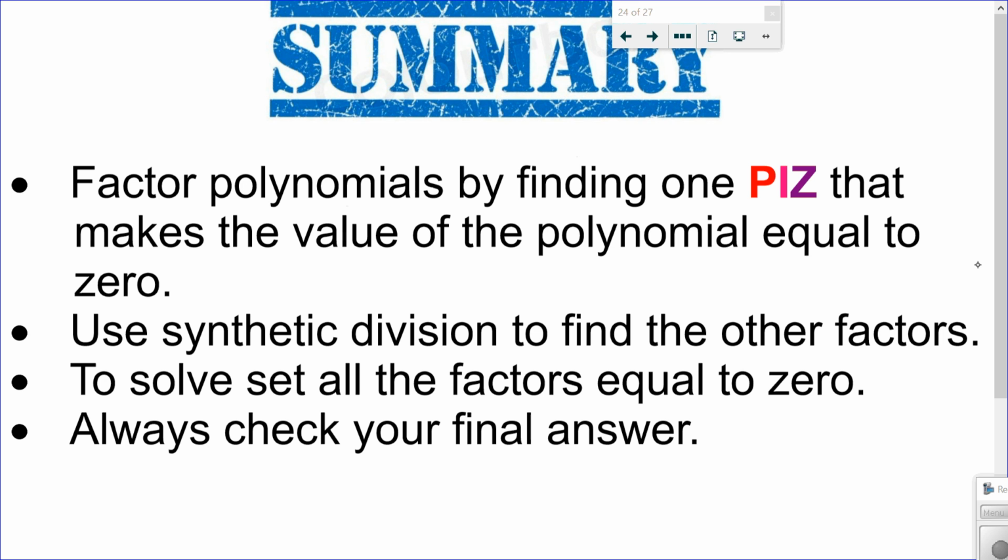Okay, to summarize this lesson, to factor a polynomial, you find just one potential integral zero that makes the value of the polynomial equal to 0, and then use synthetic division to find the other factors. When you're solving, it seems like a lot of steps, but you're going to factor it, set every factor equal to 0, and if it can't be factored, as in a quadratic, you use the quadratic formula, and you set each one of those to 0, and of course, always check your answers.